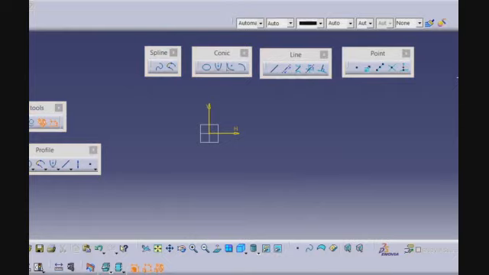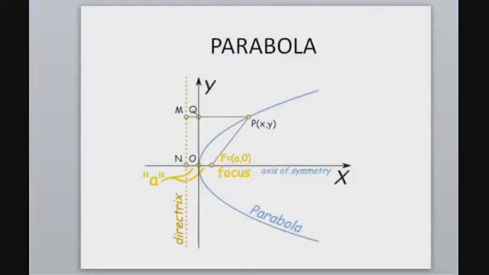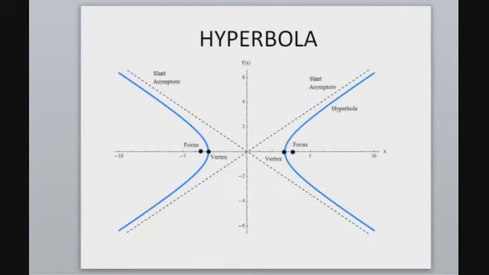Next we will go for hyperbola. What do you mean by hyperbola? Hyperbola is a symmetrical mirror image of parabolas, two parabolas. We have the focus point as well as the vertex and the midpoint, starting point and ending point of the hyperbola. This is how you create the hyperbola.